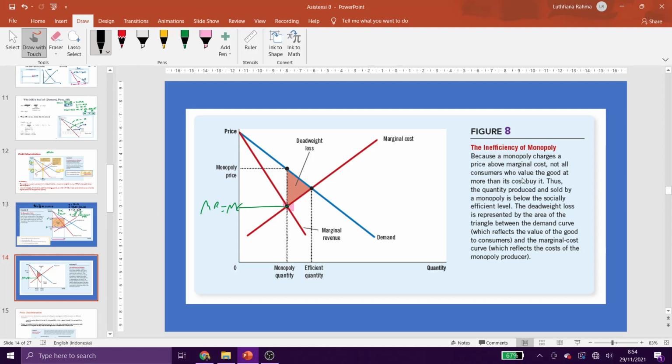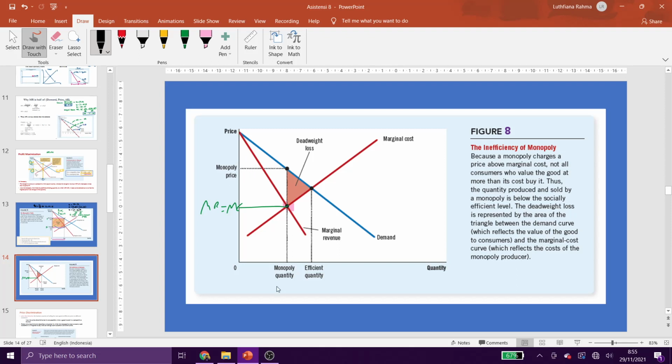Not all consumers who value the good at more than its cost buy it. We could see that the price is how consumers value the goods, while the marginal cost is the cost of producing an additional good. And here we could see that not all consumers value the good at more than the marginal cost. In Indonesian, it means that not everyone values the good as highly as the price the monopoly wants to charge. Because its price is too high, there are only few consumers who want to buy it.